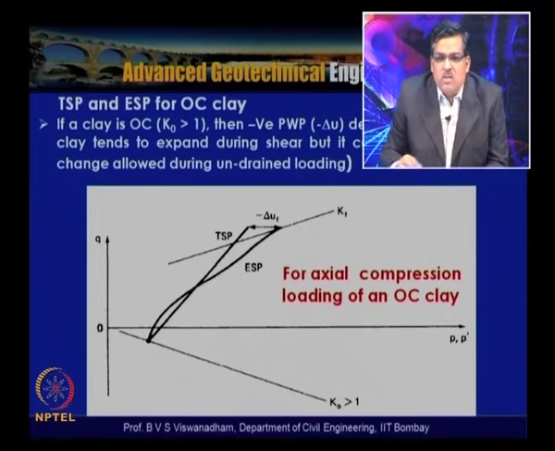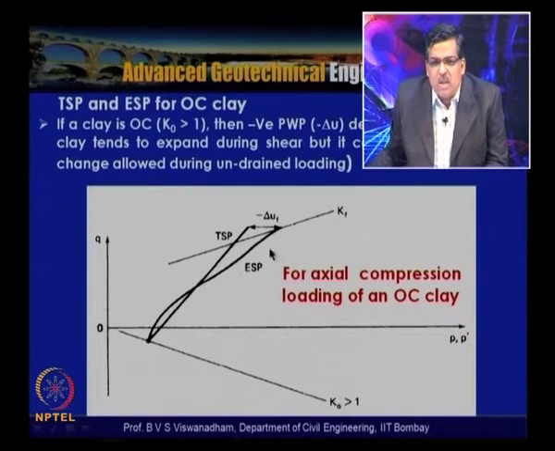In that case, this is the total stress path. Now sigma dash is equal to sigma minus u, and because of the minus sign, the effective stress path is on the right hand side. You can see the effective stress path here for over consolidated clay, and this is the total stress path for the over consolidated clay. You can see that the origin of this stress path is from the K naught greater than 1 line here.